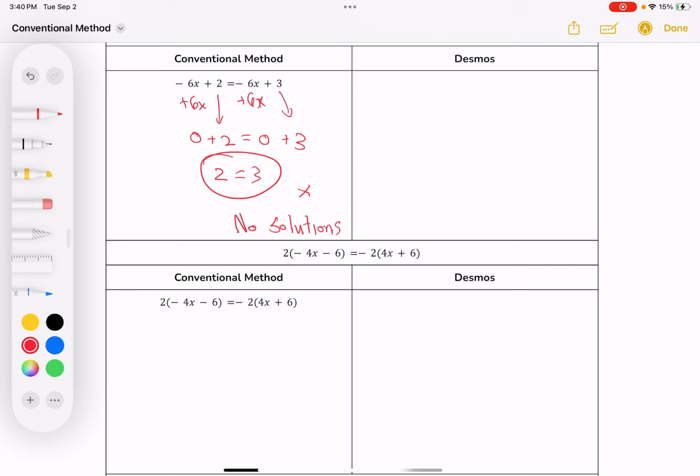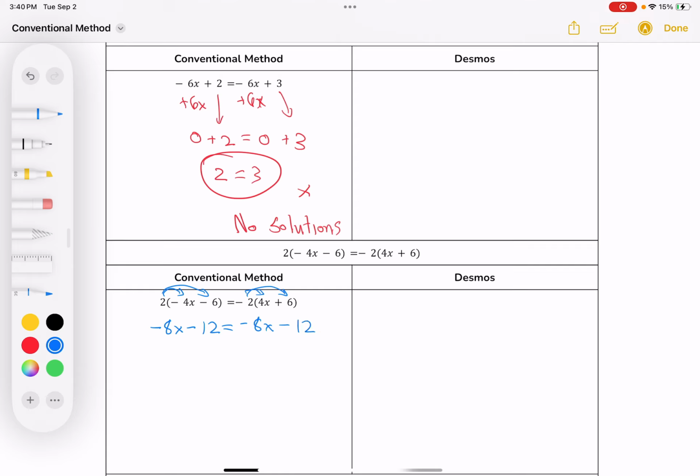Let's try it again now. Let's try it for this one below. We're going to start by cracking the egg again. Why? Because I see the parentheses and I don't want to mess around. Now, I could divide by 2 on both sides. That's another thing I could do. But let's crack the egg for now. Negative 8x, because 2 times negative 4x, minus 2 times negative 6 is 12, equals negative 8x again, because negative 2 times 4x, minus, because negative 2 times 6, negative 12.